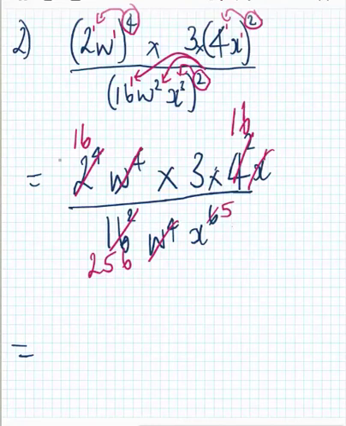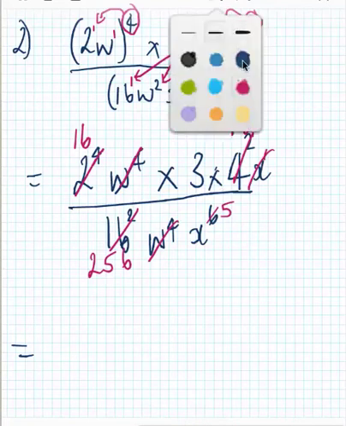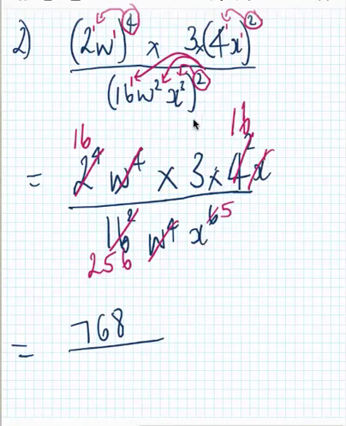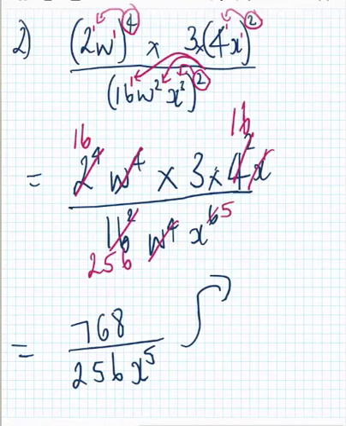So now I'm going to just multiply everything out with my numbers. So I've got 16 times 3 times 16. There are no variables on top, so that gave me 768. So on the bottom, I'm left with 256, and I'm left with x to the power of 5. So I'm almost there. Now, please make sure you simplify your fraction.